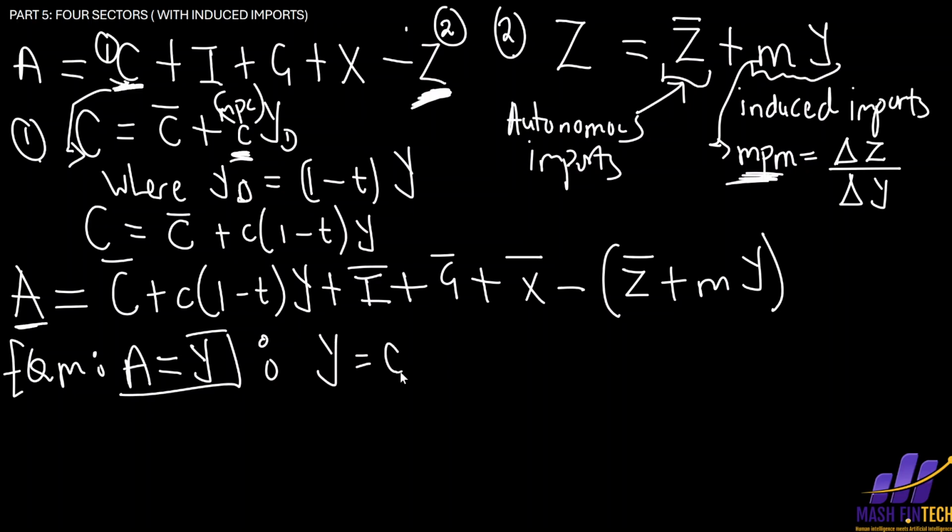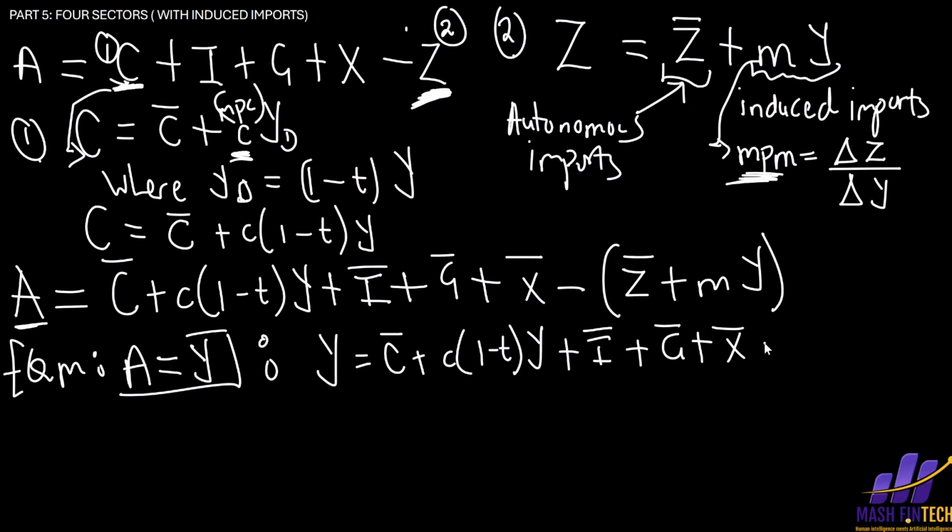This is equal to autonomous consumption plus induced consumption Y plus investments plus government spending, which is autonomous, plus exports. They are always going to be autonomous for now. And then we subtract Z, it's a minus here. We subtract, because this is a plus and a minus, it becomes a minus marginal propensity to import times Y.